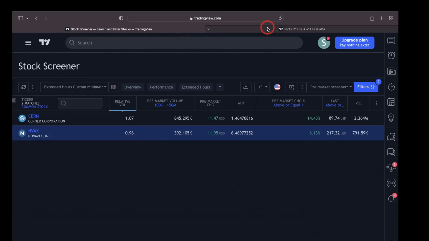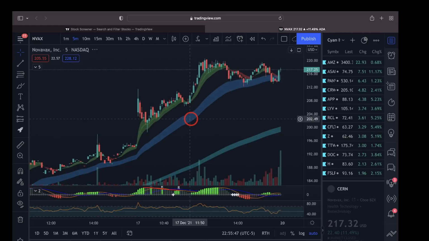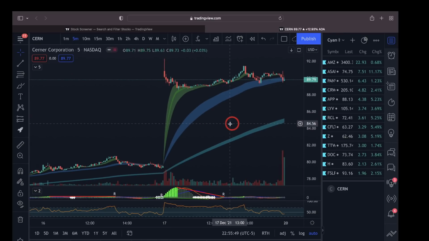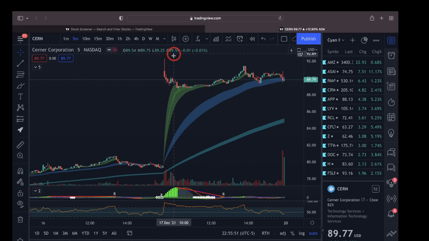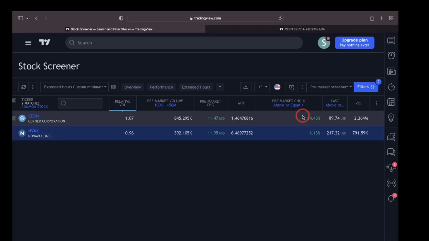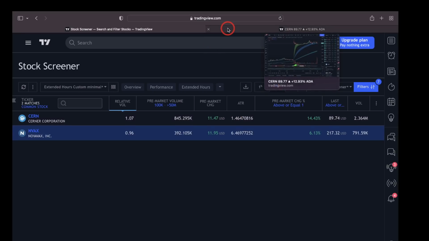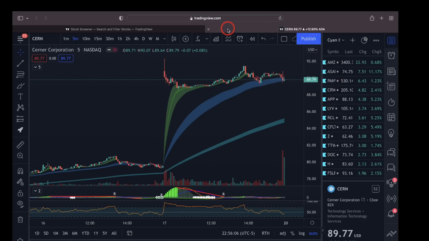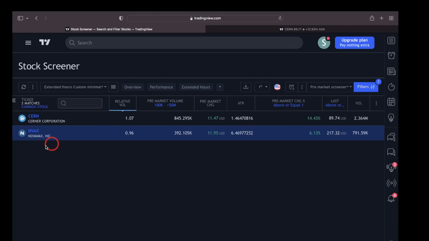And then let's look at Cerner. Now, I don't really know what happened, but I don't want to trade this stock because it pre-market moved 14%, ATR is 1.4, so it's 10 times ATR. There's no way this is a good risk reward. So there's no point, in my opinion, trading this. And this is why I eliminate the stock, right? Looking at here. So let's look at some other examples here.